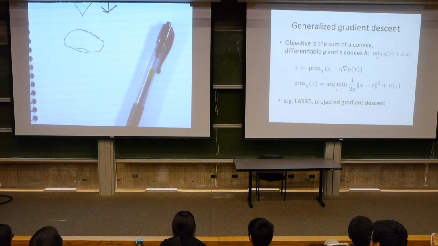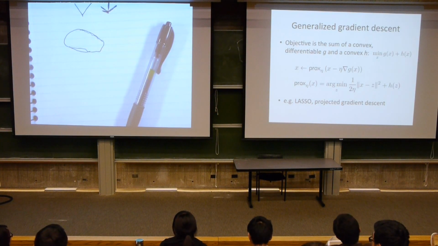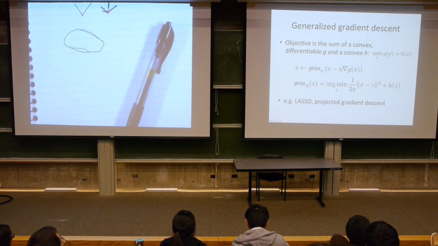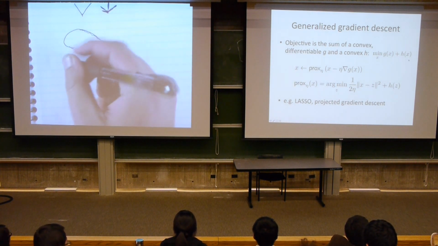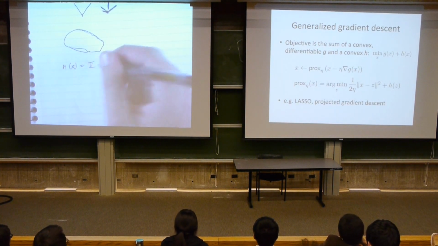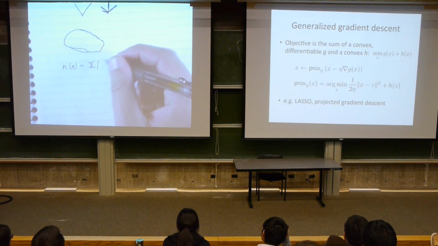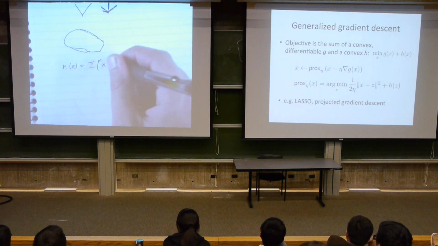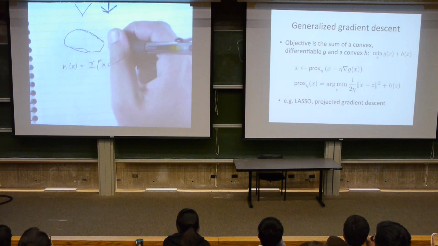The way we can do that in this formalism is we say g of x is whatever our convex, hopefully differentiable, objective function is. And h of x is what's usually called in optimization the indicator function. It's a little different than the indicator functions that people sometimes use. So let's call this set C.